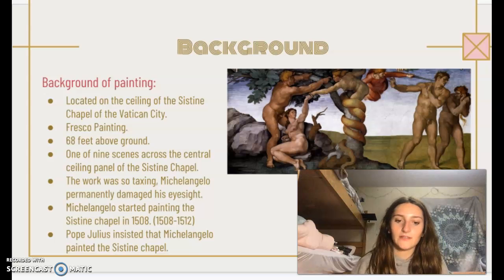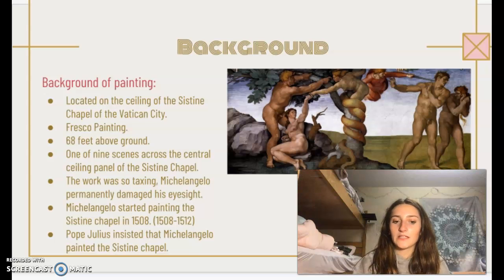Michelangelo started painting the Sistine Chapel in 1508, and it took him 4 years to complete it. So he was working from 1508 until 1512. And like I've mentioned before, Michelangelo never really considered himself a painter and really only considered himself a sculptor, but Pope Julius insisted that Michelangelo paint the Sistine Chapel. And originally, Michelangelo refused because he wanted to focus on sculpting rather than painting, but it's actually really hard to turn down a request from the Pope, so he eventually gave in and agreed. The work was so taxing for him that he permanently damaged his eyesight after the 4 years of hard work.